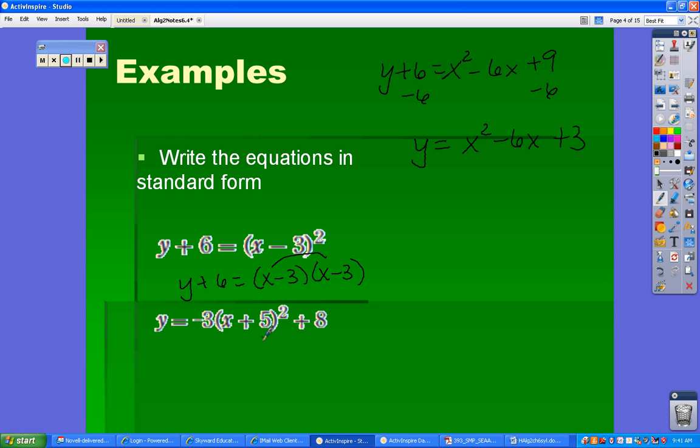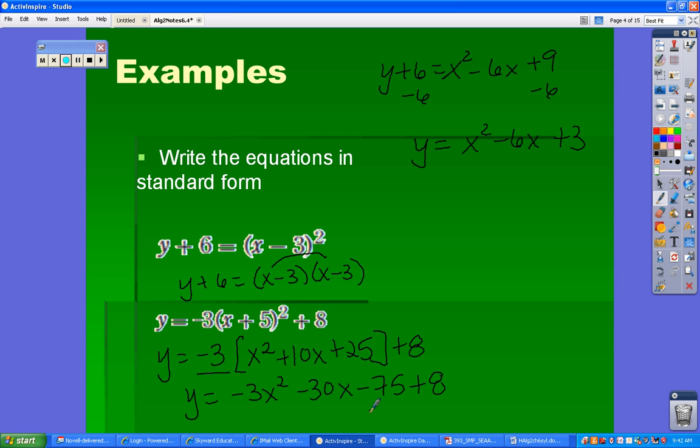Okay? This one is a little more difficult to expand, but not impossible. y equals negative 3. You're going to hold on to this negative 3 for a while because we're going to expand the (x plus 5) first. If you do that shortcut we talked about, that's x squared, 5x doubled is 10x, plus 25. And this plus 8 is kind of hanging out too. Now I will have to distribute the negative 3. y equals negative 3x squared minus 30x minus 75 plus 8.